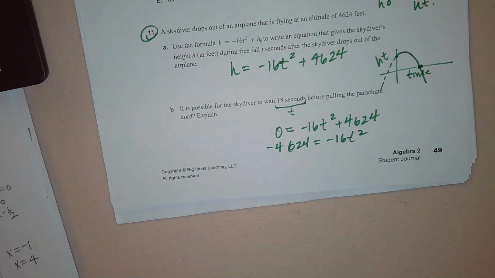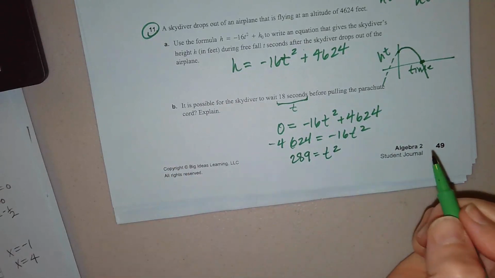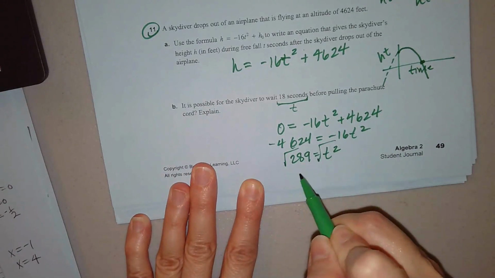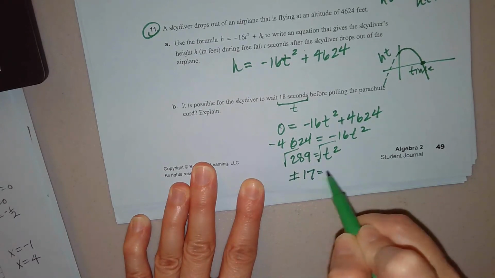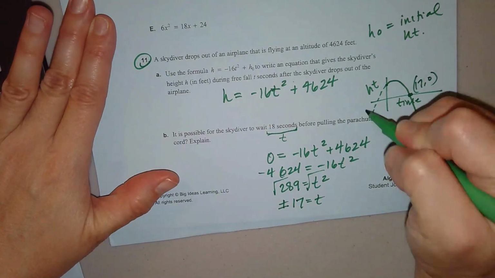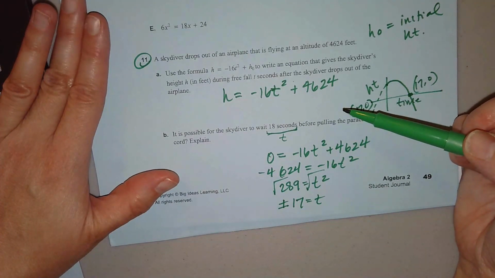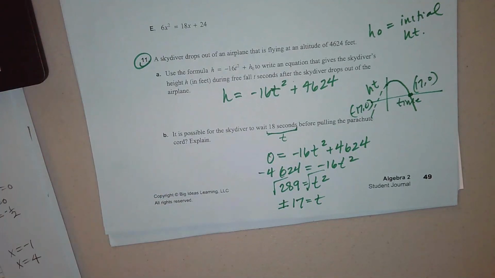So move that 4,624 to the other side: -4,624. I'm going to divide by -16. So I get positive 289. And then if I square root both sides, I get plus and minus 17. So what does this mean? It means my x-intercepts are at (17, 0) and (-17, 0), which this one doesn't really make sense for this problem because that would mean he started 17 seconds in the hole or something. So that doesn't make sense in the context of the problem, but nonetheless, we have this one.